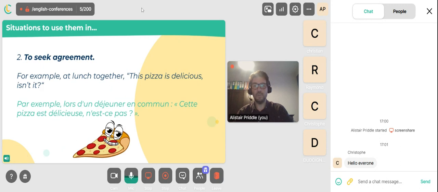We can also use them to seek agreement. So number 2, to seek agreement. For example, at lunch together, this pizza is delicious, isn't it? Raising the intonation to try and get a response. This pizza is delicious, isn't it?